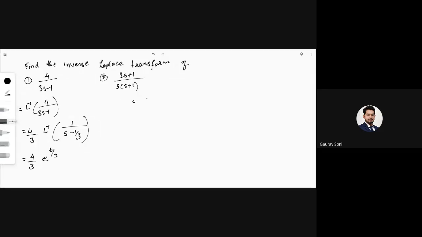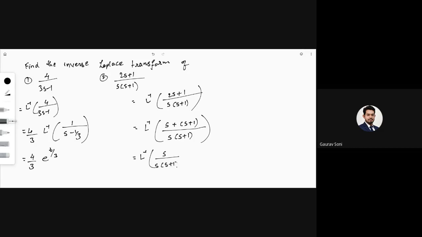Then the Laplace inverse of (2s+1)/(s(s+1)). This is not in the given form, so we will separate this. How can I write the numerator? It is s plus s+1 upon s into s+1. If I separate, we have the Laplace inverse of s/(s(s+1)) plus (s+1)/(s(s+1)). Anyone having a problem? This gets cancelled out. So what do we have? Laplace inverse of 1/(s+1) plus 1/s.